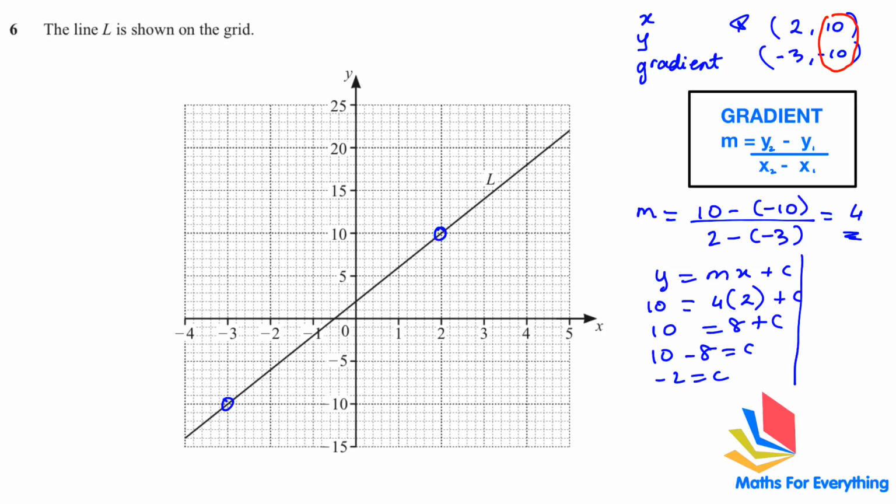After you have found your y-intercept, -2, we will replace it. So y is equal to mx plus c. What is our m? 4. So replace the m with 4 and the c with -2. I'm sorry, 10 minus 8 is +2. So the equation of the line will be y equals 4x plus 2.